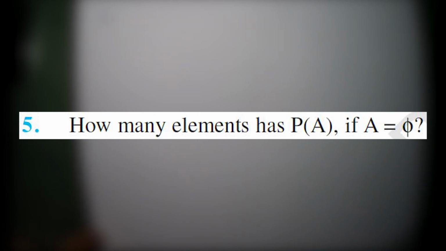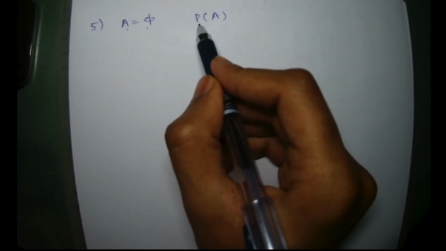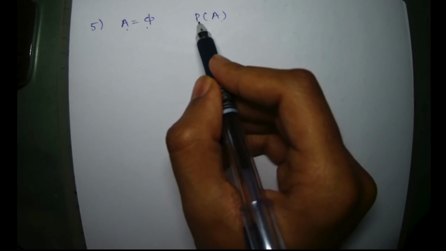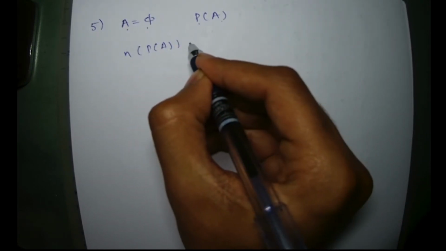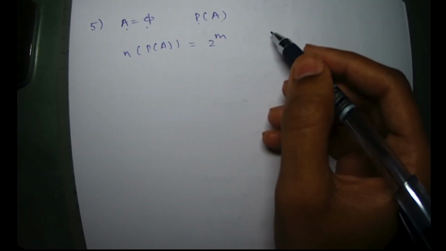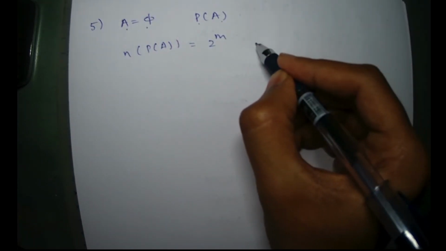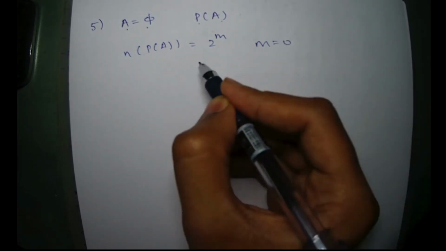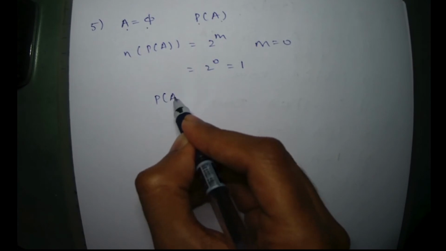Coming to question 5, how many elements are in the power set of A if A is equal to the null set? It has been given that A is a null set and we have to find the number of elements in the power set of A. The number of elements in the power set of A is equal to 2 power m, where m is the number of terms. In the null set there are no terms, so m is equal to 0, which gives 2 power 0, which is 1. So the power set of A has only one element.